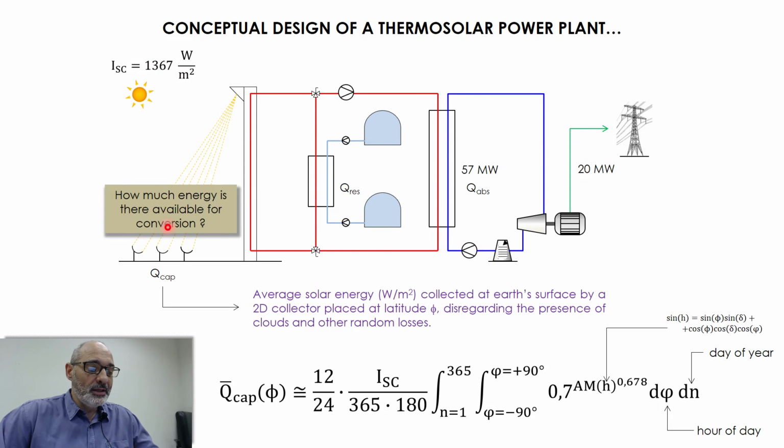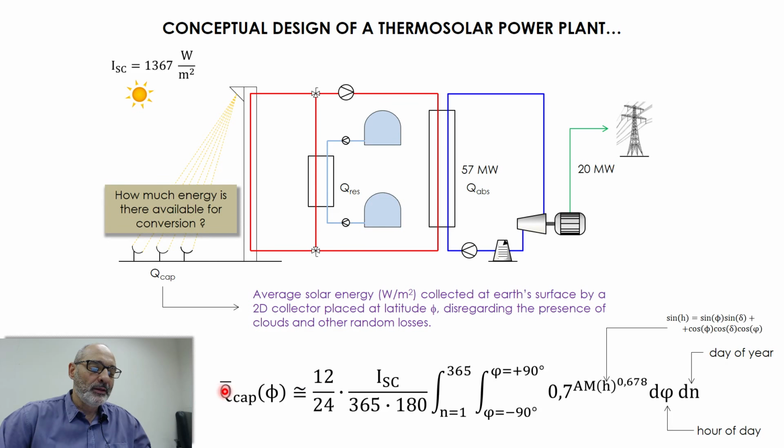Okay, so what we're going to do is to integrate this during the whole year. We're going to do this calculation here. Okay, so 0.7 to the air mass coefficient and so on. This is the amount of energy that arrives on the surface here, depending on the sun's elevation, h, as a function of the hour of the day and the day of the year.